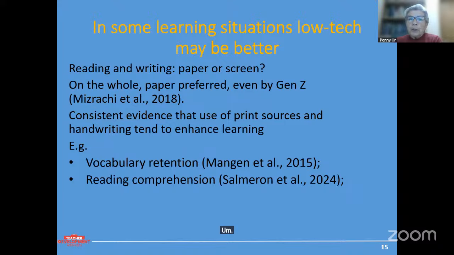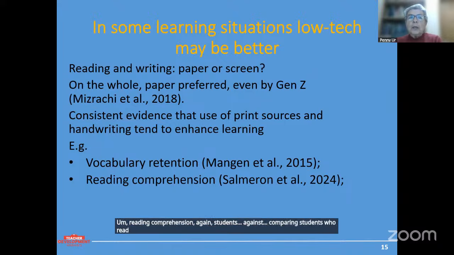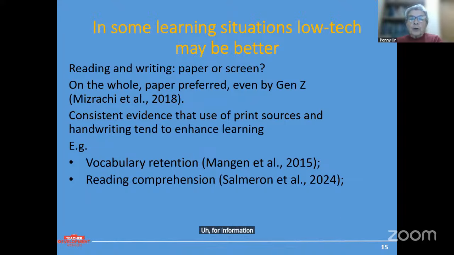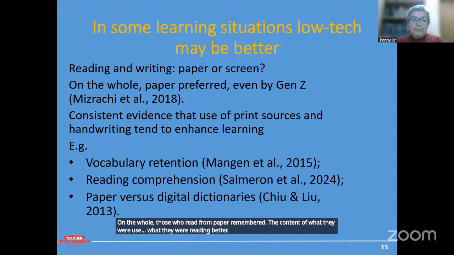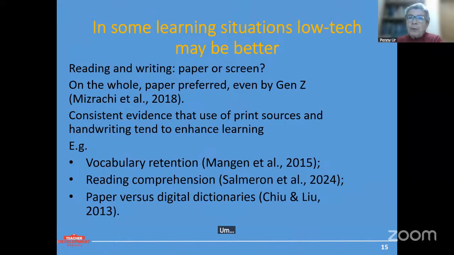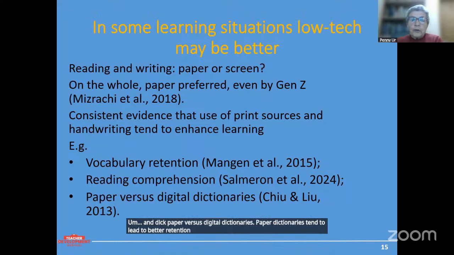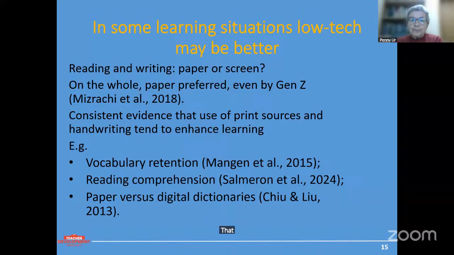Reading comprehension, again, comparing students who read from the screen for information as opposed to those who read from paper, and finding that on the whole, those who read from paper remembered the content of what they were reading better. And paper versus digital dictionaries. Paper dictionaries tend to lead to better retention of the words that were looked up.